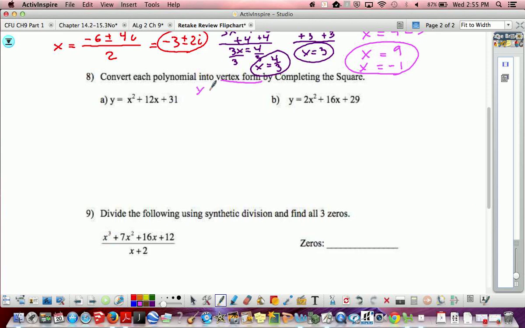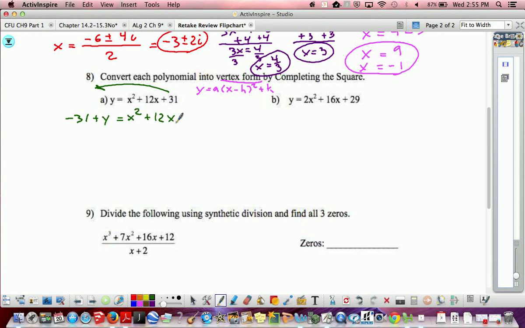All right, next one. Convert each polynomial into vertex form by completing the square. Again, vertex form, y equals a, x minus h quantity squared plus k. So, on the first one, remember, vertex form, we're not actually solving for x, we're just getting it to look like this form. So move the 31 to the other side. So negative 31 plus y equals x squared plus 12x.